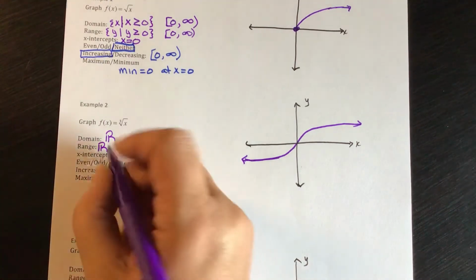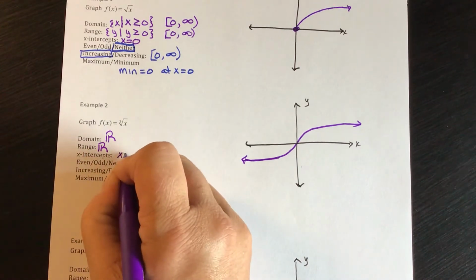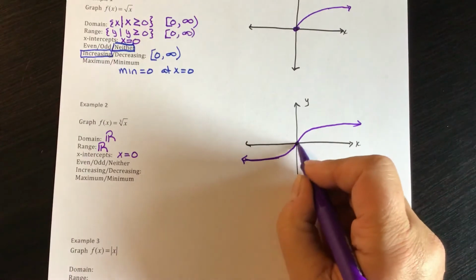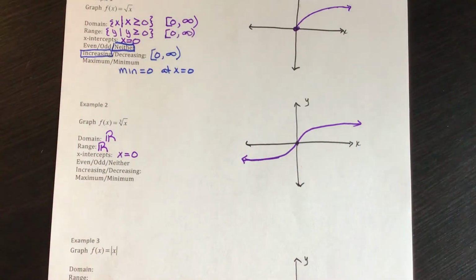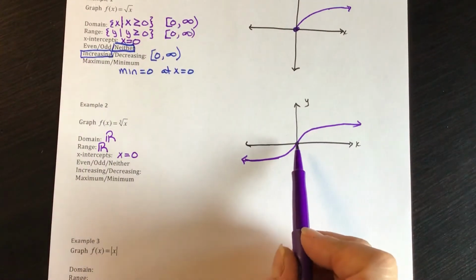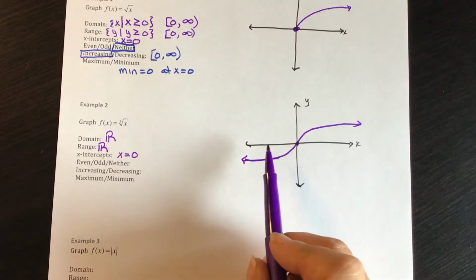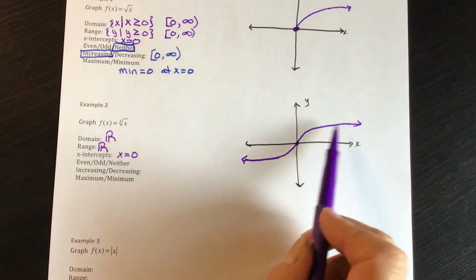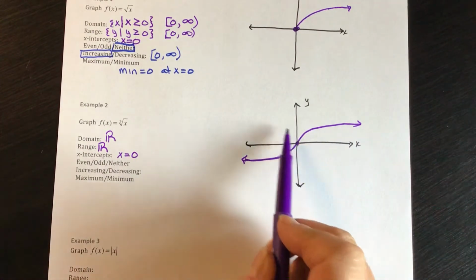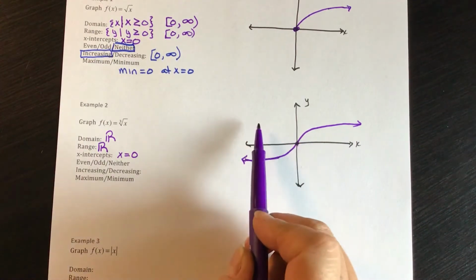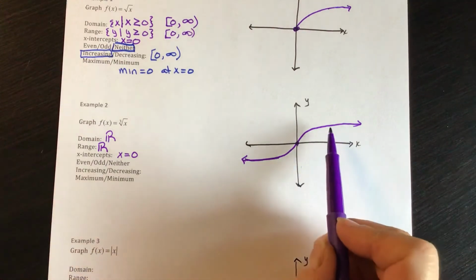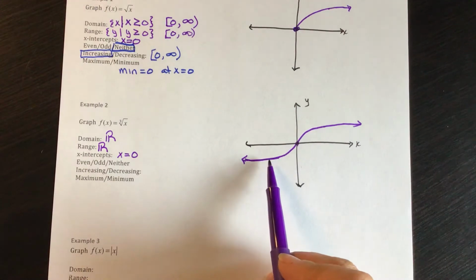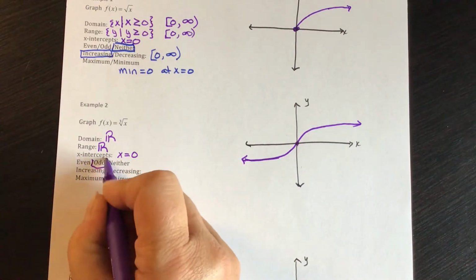The x-intercept is at x equals 0. We have an x-intercept here at the origin. Now, determining whether this is even, odd, or neither. Again, even would flip over the y-axis, so if I took this part, I would be going up over here. So it's not even, but it is odd. I can reflect points over the origin. So this one is odd.